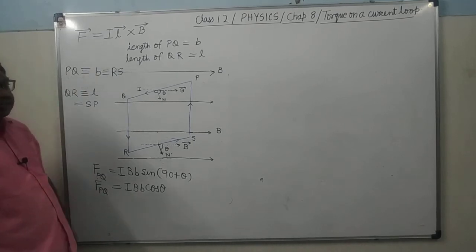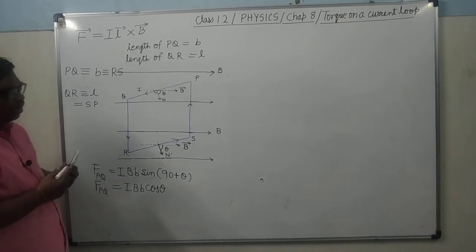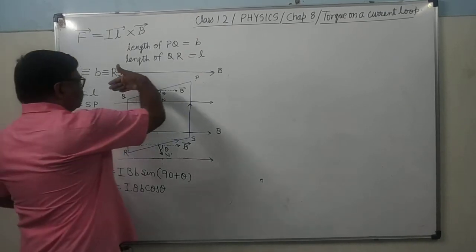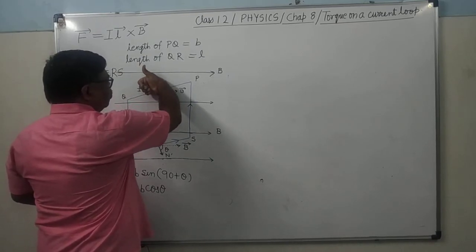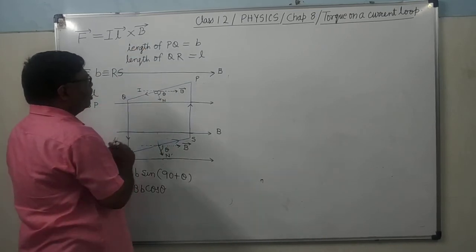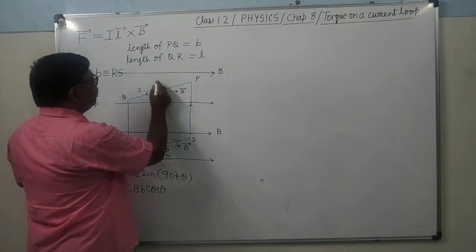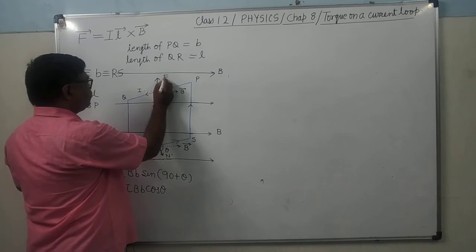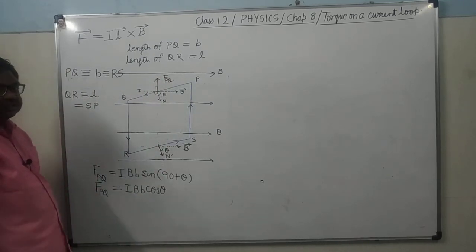By using vector product rule, you can determine the direction. So see here, how will you place? You will place this along the current element vector and curl towards the magnetic field. So thumb is pointing upward, means the force acting over PQ will be this. On PQ, force will act in this direction.